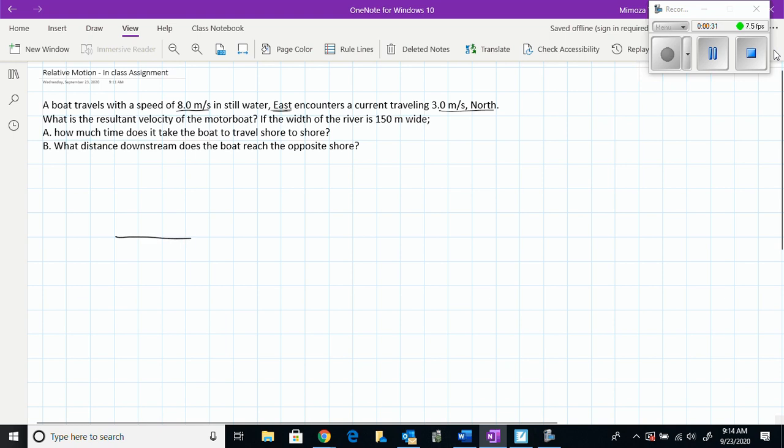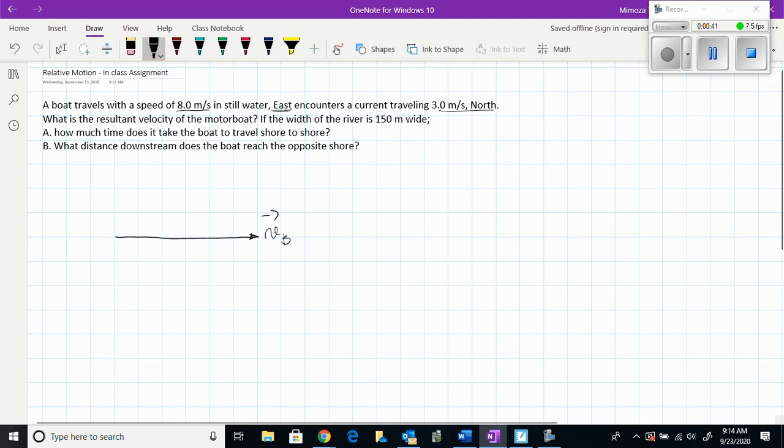The boat is traveling east. The velocity of the boat is east, and the velocity of the current is north. So the resultant velocity will be this one here. What is the resultant velocity of the boat?